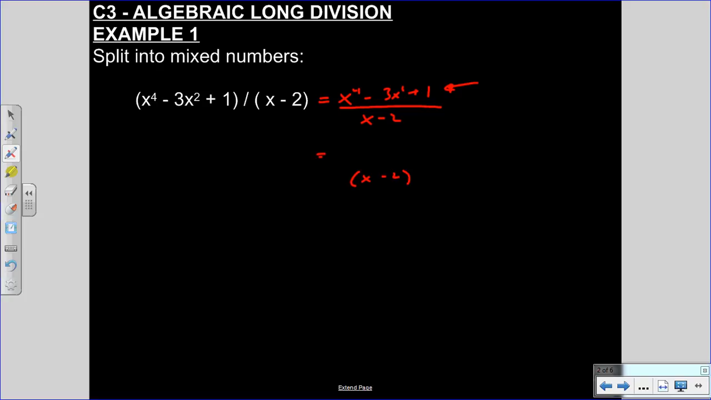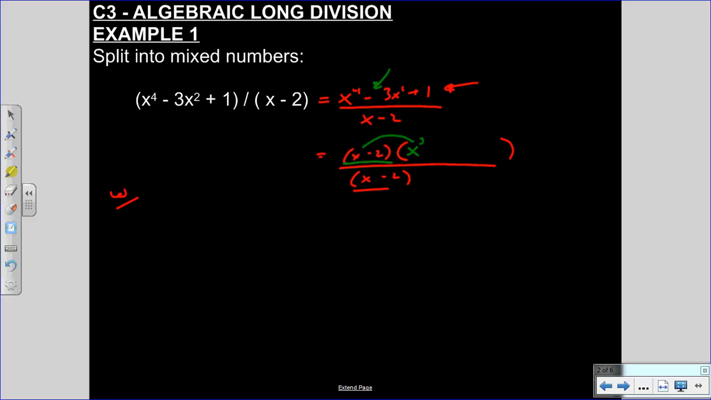Well, the process is always the same. The denominator is written on the top and bottom, with a working section here, so W for working. The idea is what would we times x minus 2 by in order to get x to the 4 minus 3x squared plus 1? So what would we have to times x by to get x to the 4? Well, that would be x cubed.